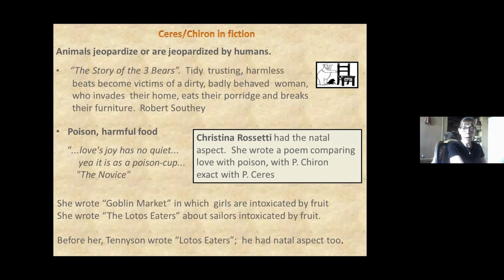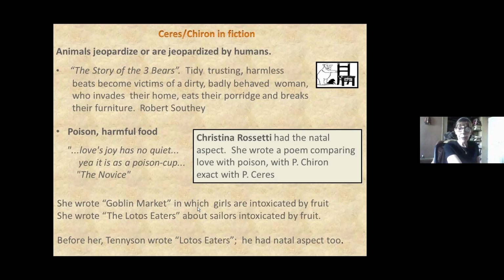Here's a poem about poison. She had the natal aspect, and she wrote this poem about poison when progressed Chiron was exact with progressed Ceres, 0 orb. She also wrote, Christina Rossetti, who, by the way, had a facial defect as a result of a birth disorder. So she had the appearance aspect of Ceres Chiron also, and you see it all over her work. Here she wrote a poem about poison.